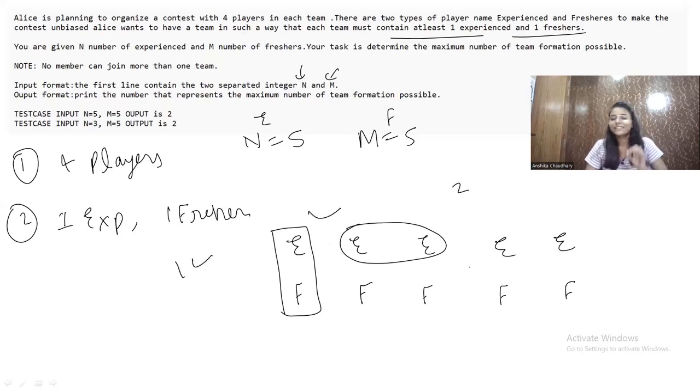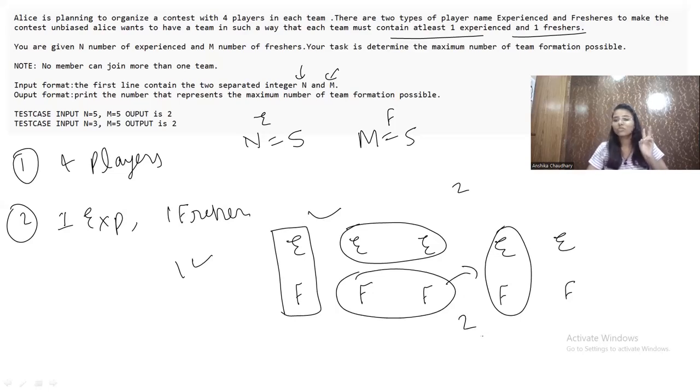So this is the one possible formation. Now let's make another team. So one experienced and one fresher will be there. Now we can take these freshers only. So this is how we can make our second team. So there are two possible formations. Now we cannot take this because we don't have two more people, right?